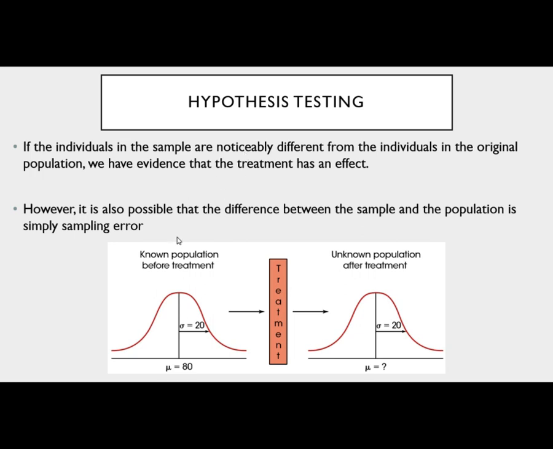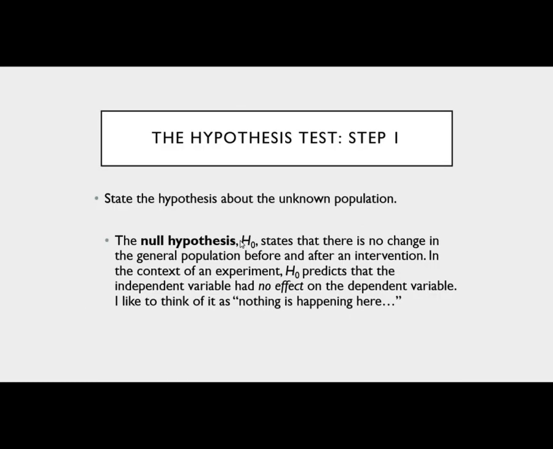However, it's also possible that the difference between the sample and the population is simply sampling error. So we want to make sure that it's noticeably different. And I'm going to show you. So the first step is to state the hypothesis about the unknown population.